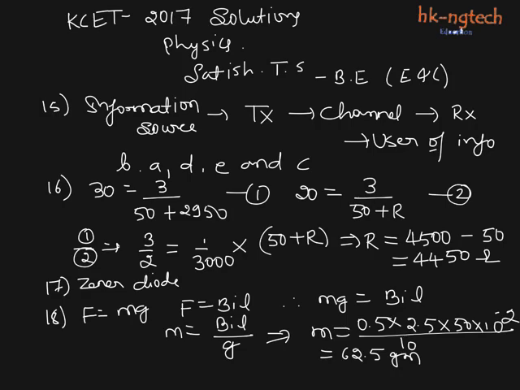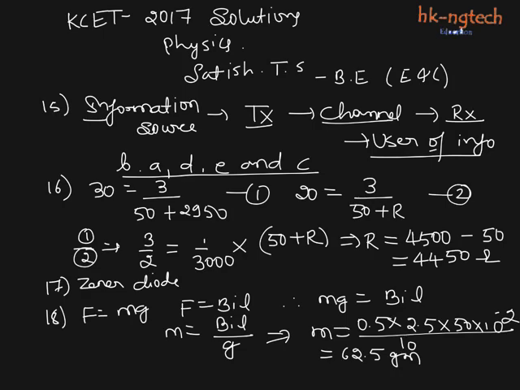Let's discuss the 15th problem. It says that a basic communication system consists of a simple question. Obviously, a communication system starts with the information source. After that, it transfers the signal through the transmitter. After that, it transfers through the channel, is received by the receiver, and finally it moves to the user of information. So B, D, B, A, D, E and C, this order must be the right answer.